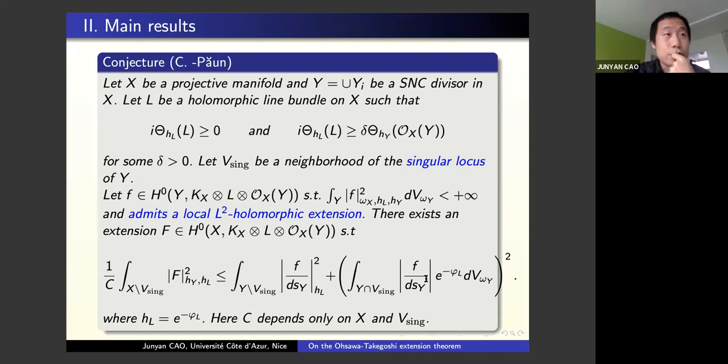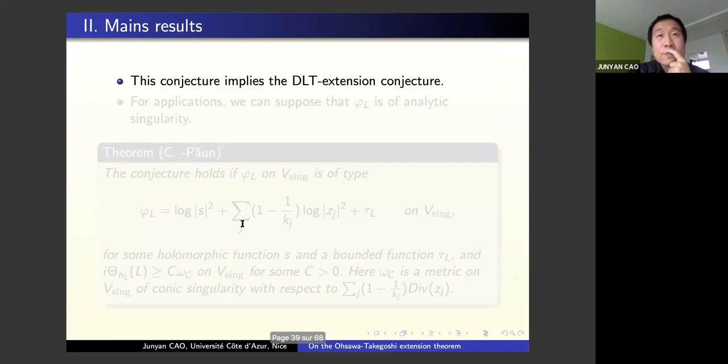So that means that if we want to prove the DLT extension conjecture, this assumption on the L1 norm is very natural. So that's why if we can prove this conjecture, then probably we can prove the DLT extension conjecture by using the argument of Mai-Haken power.